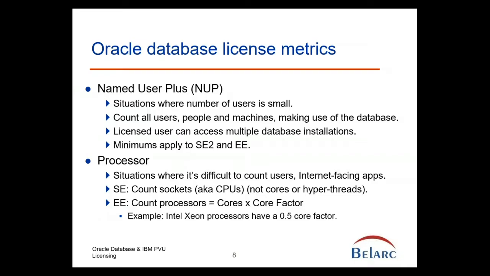So what is a processor for licensing? There are two different methods used to decide what a processor is. For the Standard Edition, it's based on CPUs, so it doesn't matter how many cores or hyperthreads there are in the processor. On the other hand, for the Enterprise Edition, it's based on the number of physical cores, and that's adjusted by a core factor. This core factor is in a table supplied by Oracle.